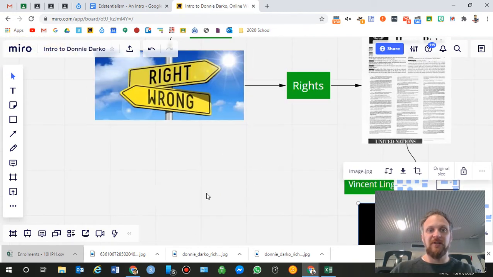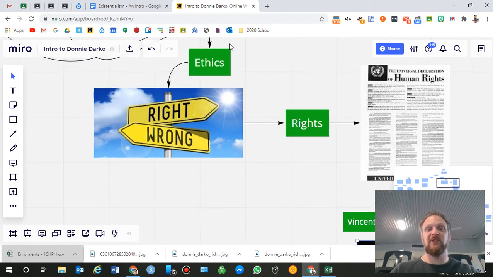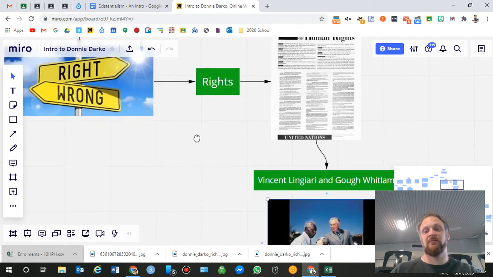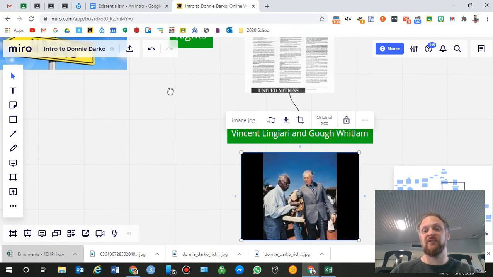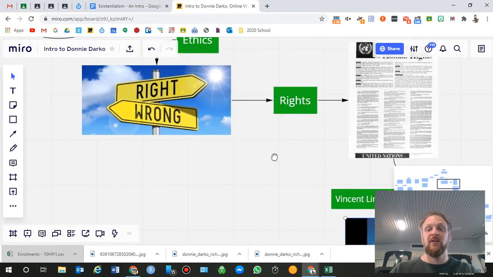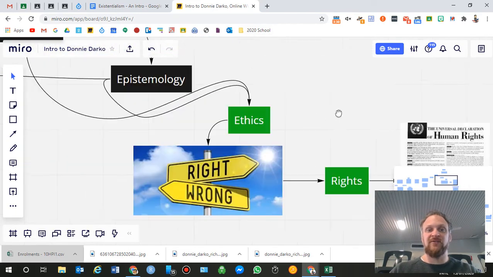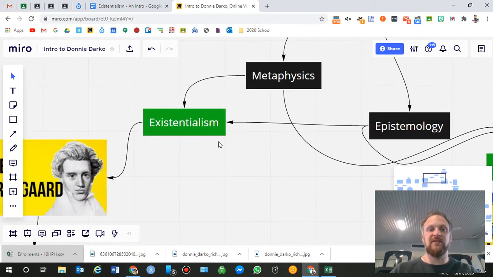Alrighty, so after this unit on existentialism, we're going to look at ethics, and then we're going to look at human rights, and then basically do a study of Aboriginal rights throughout the last century. That's what we're going to try. But right now, we're going to look at this thing called existentialism.